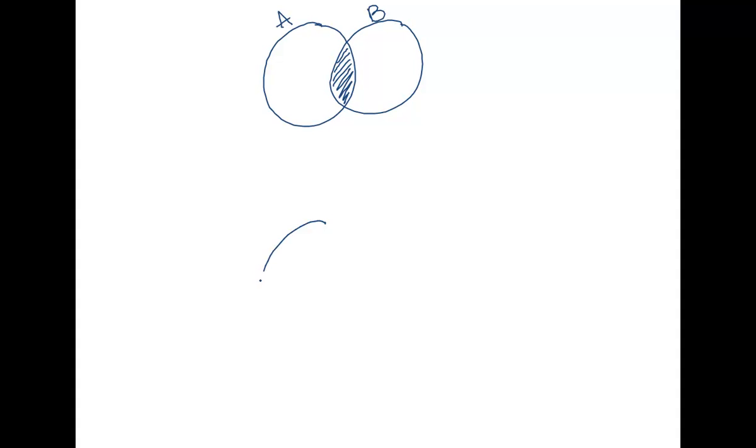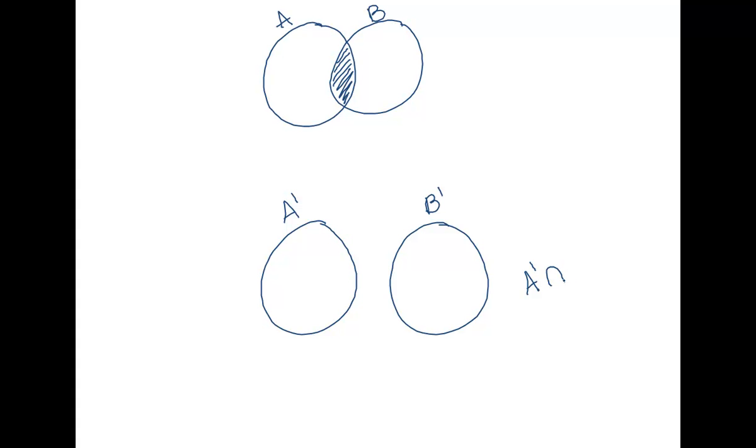Okay, I could also have two sets, let's call them A prime and B prime, that do not intersect. So there's nothing shared between them. They have nothing in common. So here we would write A prime intersect B prime is the empty set. There is nothing in the intersection of A prime and B prime. Whereas up here, for A intersect B, we had something in it, so it's not the empty set. It's some set.